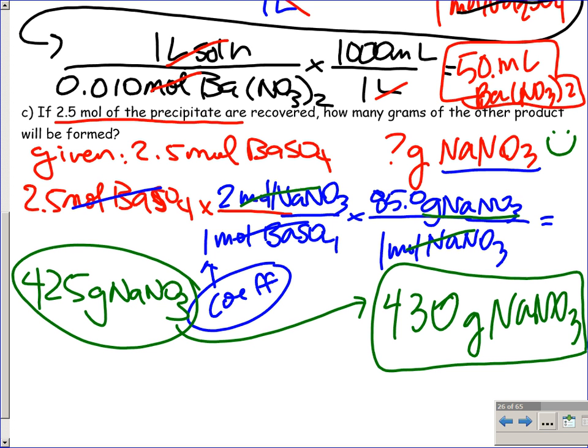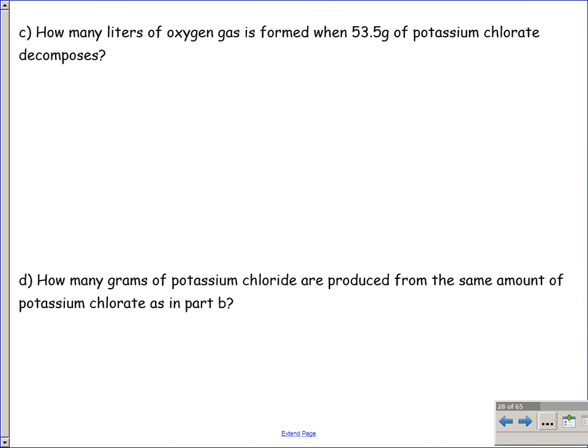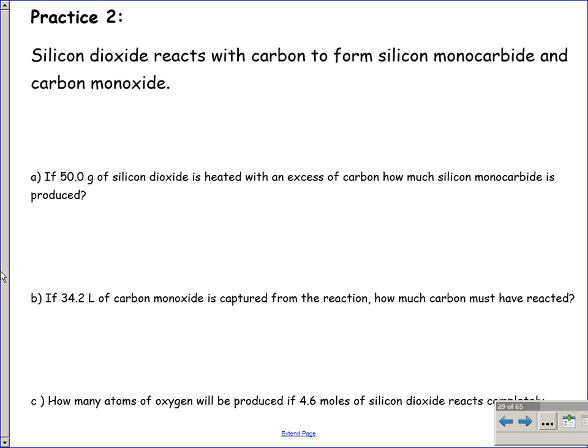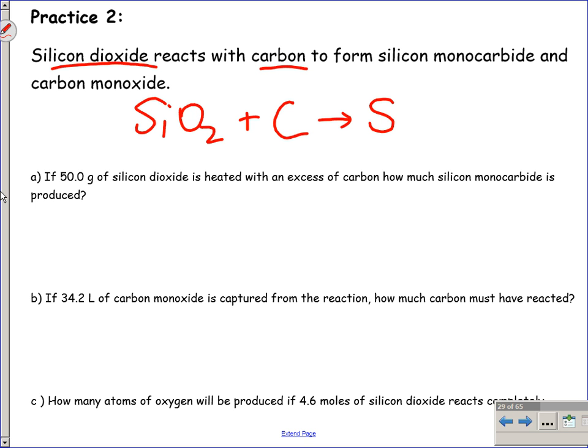Frank, can you go 2C? 2C, yes. That was silicon dioxide. Okay, so first off, what was your balanced chemical equation? Silicon dioxide reacts with carbon to yield silicon monocarbide.